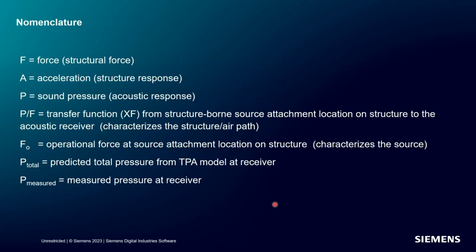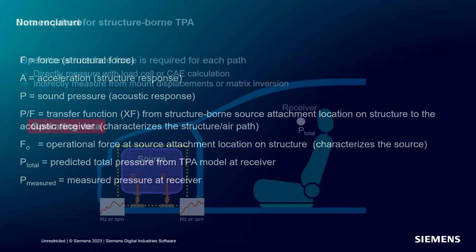As I go through this presentation, there's a little bit of nomenclature. So capital F will be a force, capital A will be an acceleration, P will be a sound pressure for an acoustic response, and P over F, if I say that, means a pressure over force transfer function. You could also have an A over F transfer function, acceleration over force, for a vibration target. And if you see a subscript O, that means operational. Let me explain that a little bit more here.